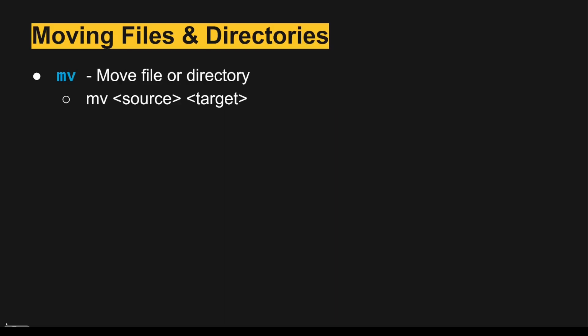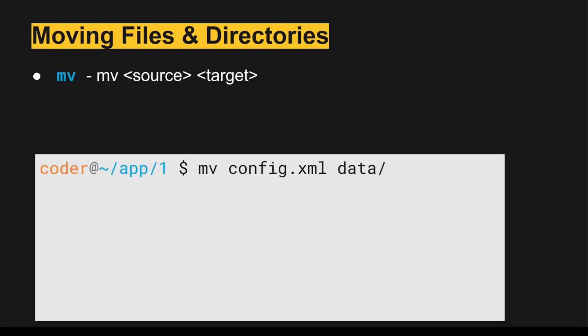The next command we're going to look at is move, mv for short. It moves a file or a directory from the source to the target. So let's look at an example. If we wanted to move the file named config.xml to data, that's what this would do.